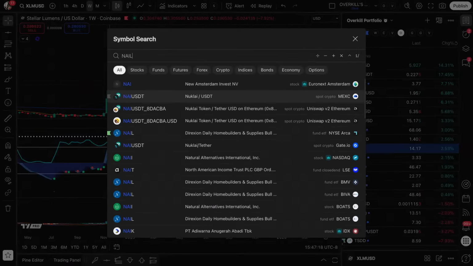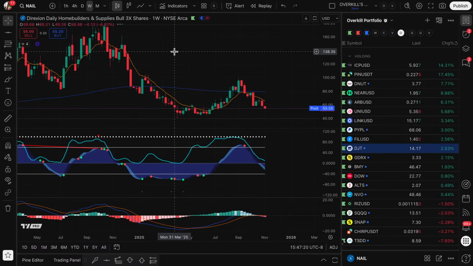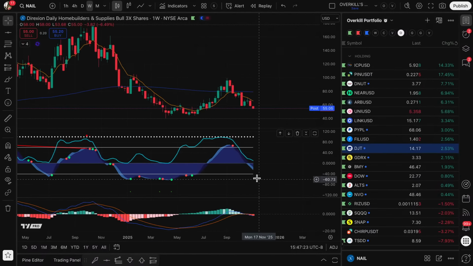NAIL and CURE, those ETFs. NAIL's at 55. I just want to see the weekly here. Okay? Want to see the weekly. I took profit on NAIL around 90.